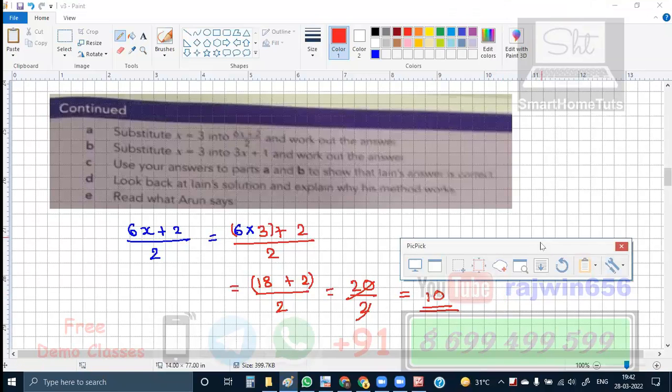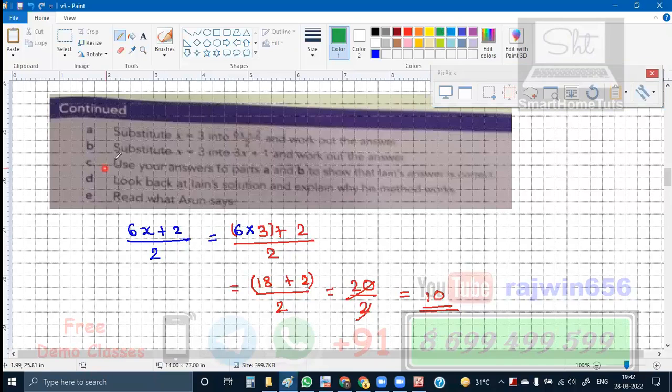Look at the second part, the B part. Substitute x is equal to 3 in 3x plus 1. So the term over here is 3x plus 1. x is equal to 3, so 3 multiplied by 3, instead of x I'm going to write 3, plus 1. This is equal to 3 into 3 is 9 plus 1. Again, your answer over here is 10.